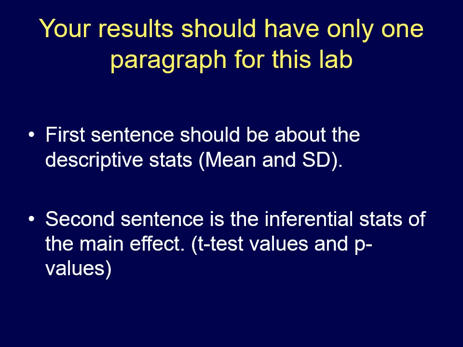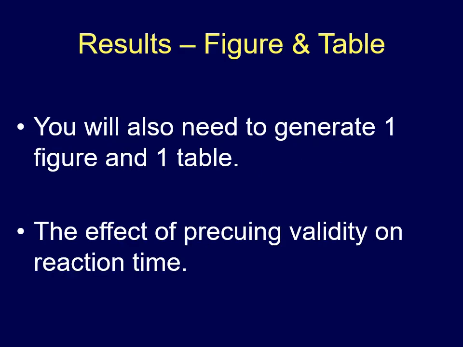Now, your results section should only have one paragraph for this lab. The first sentence should be about the descriptive statistics, so the mean and the standard deviation. And the second sentence is the inferential statistics of the main effect, and that would be the t-test value and p-value. For this lab, you will need to generate one figure and one table, on the effect of the pre-cueing validity on reaction time.